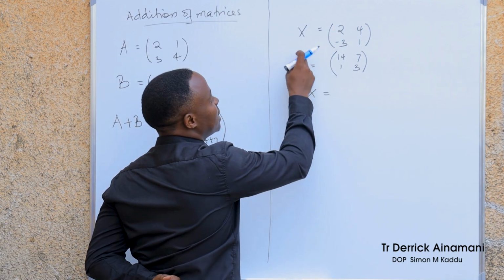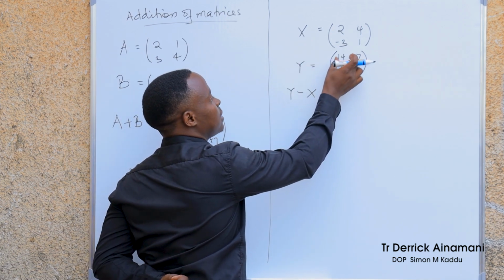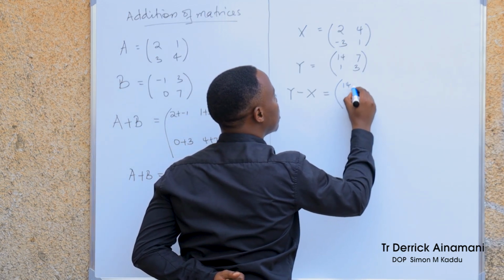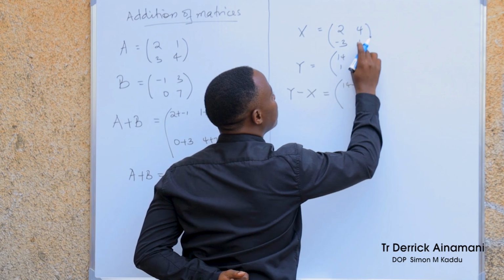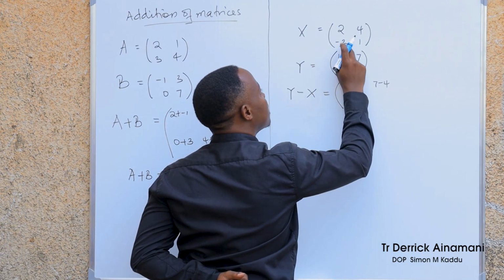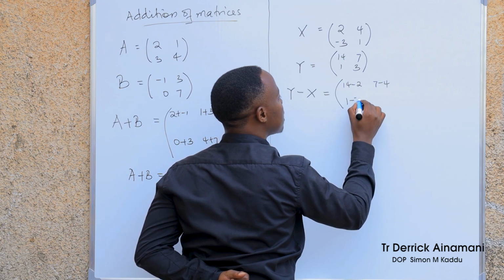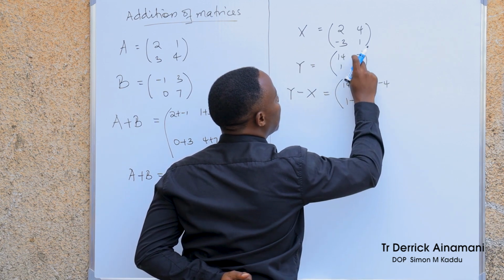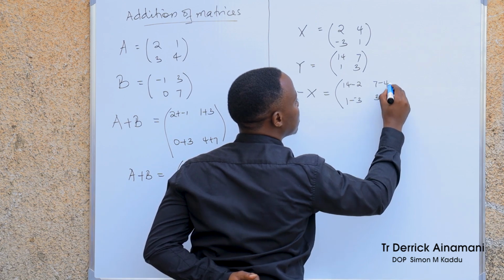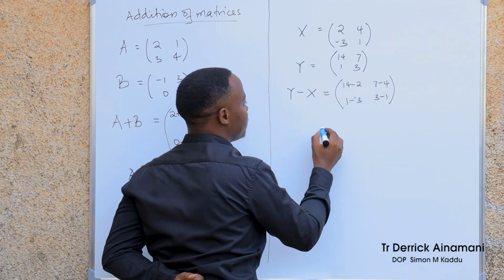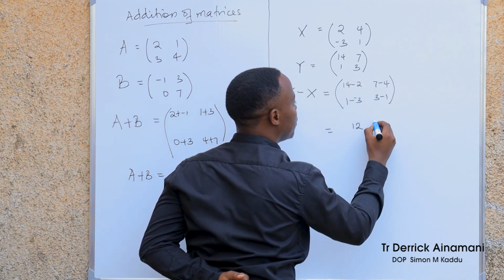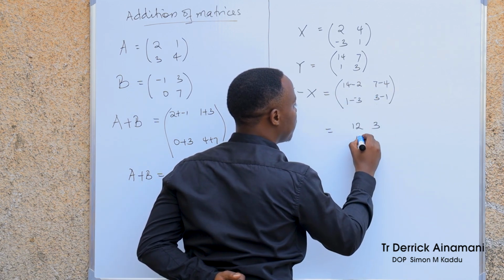This is our Y and this is our X, so we get 14, since it's in the first position, minus 2, so 14 minus 2, and this would be 7 minus 4. This would be 1 minus negative 3, then 3 minus 1. Then you compute. This would be equal to 12. This one would be equal to 3. This would be equal to 4.